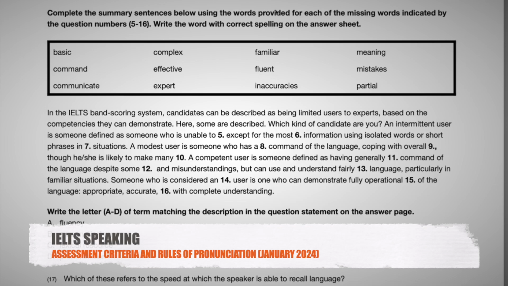So in the IELTS band scoring system, candidates can be described as being limited users to experts based on the competencies they can demonstrate. Here some are described. Which kind of candidate are you? An intermittent user is someone who is unable to communicate except for the most basic information using isolated words or short phrases in familiar situations.